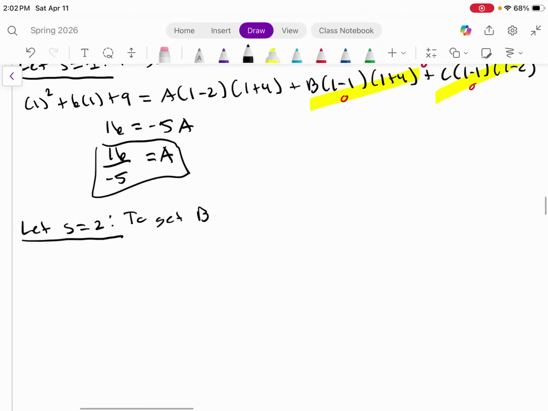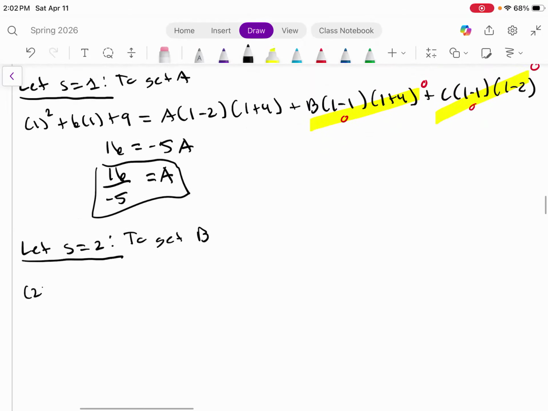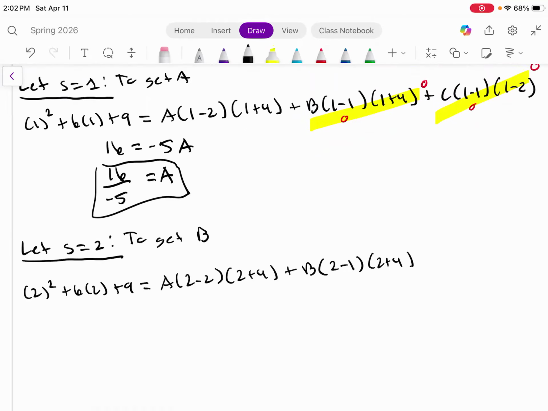So let's plug that in, right? Plug it into the function: 2 squared plus 6 times 2 plus 9 equals A times (2 minus 2)(2 plus 4) plus B times (2 minus 1)(2 plus 4) plus C times (2 minus 1)(2 minus 2). So A and C both go to 0. Anything times 0 is 0.